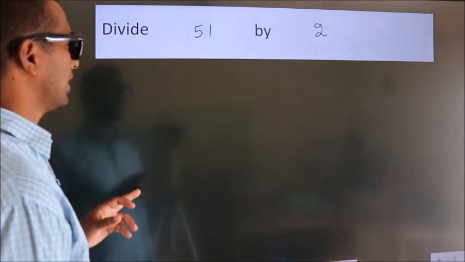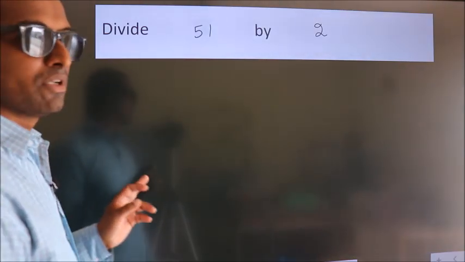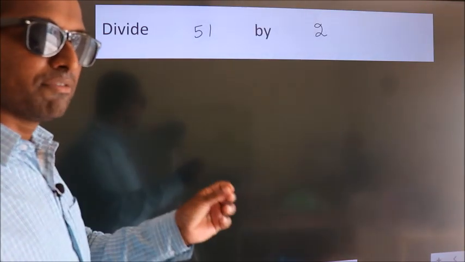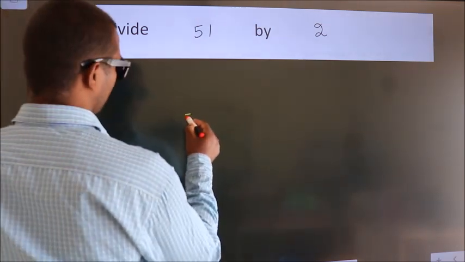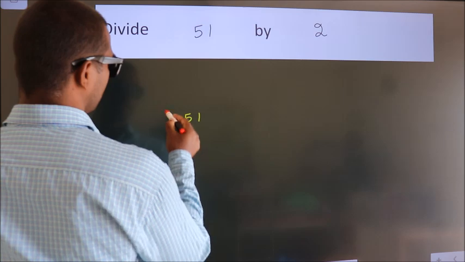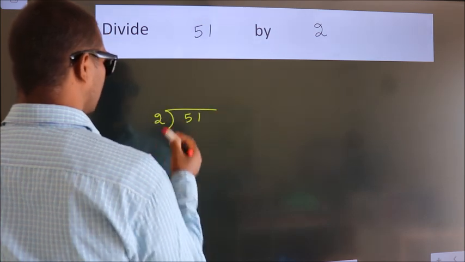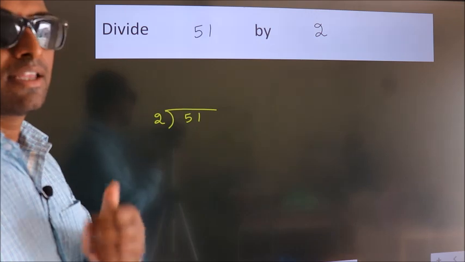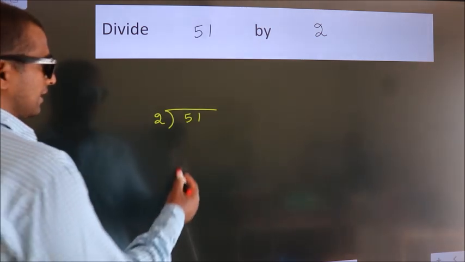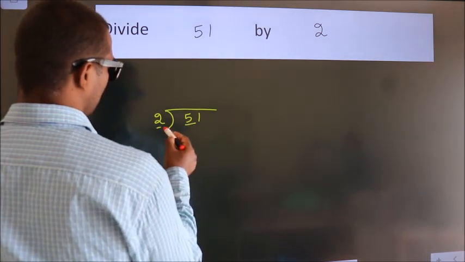Divide 51 by 2. To do this division, we should frame it in this way. 51 here, 2 here. This is your step 1.